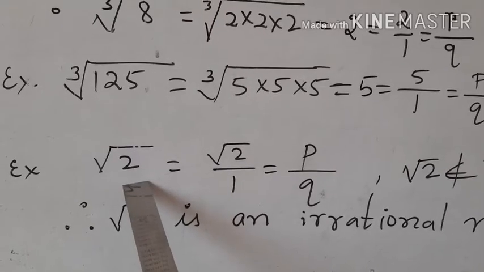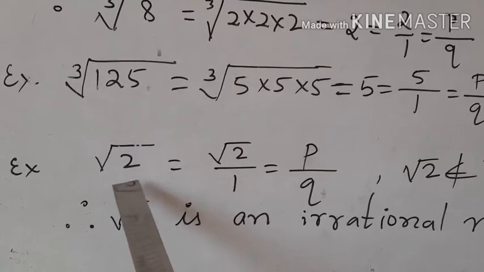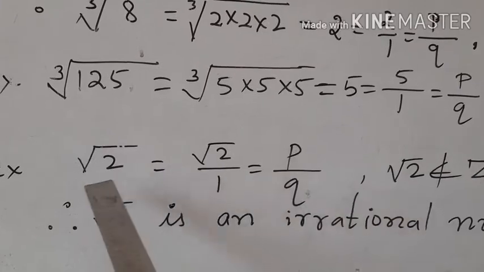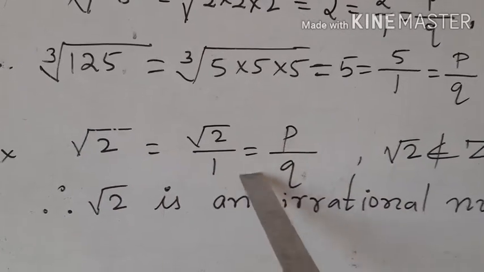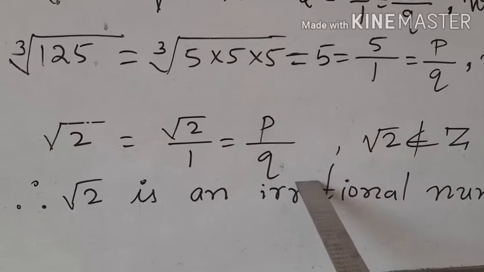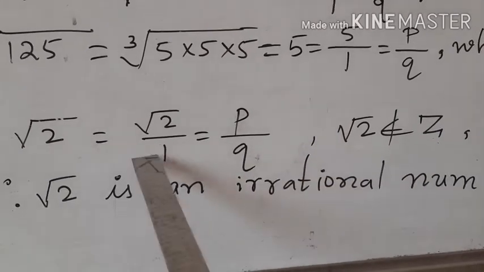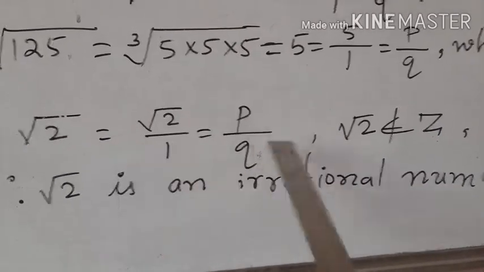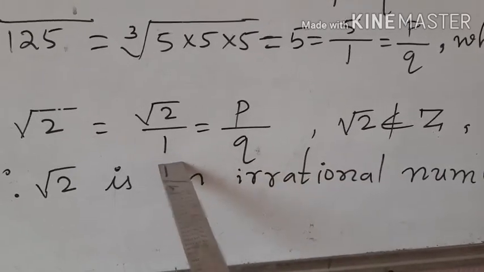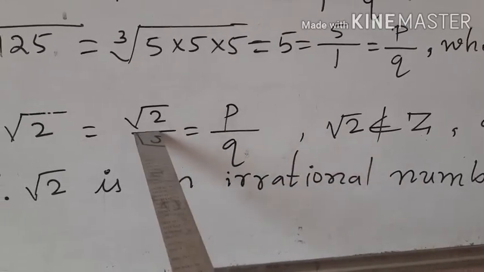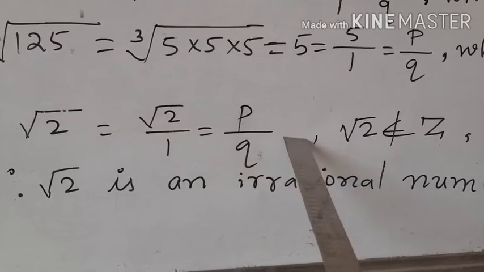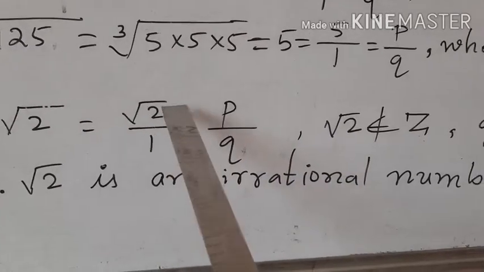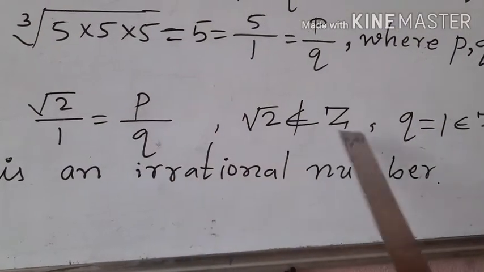But look at the answer here. Square root of 2 is equal to square root of 2 by 1. It is correct. And that is equal to p by q. That is also correct. Q is not equal to 0, that is also correct. And q is an integer, that is also correct. But is p an integer? No. Here the condition fails. Here p is equal to root 2, and square root of 2 is not an integer.